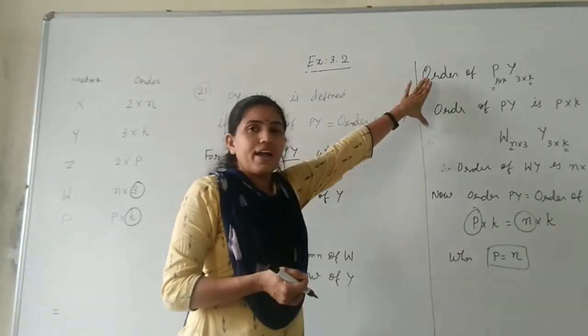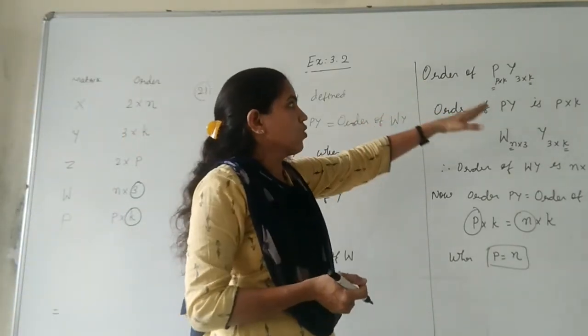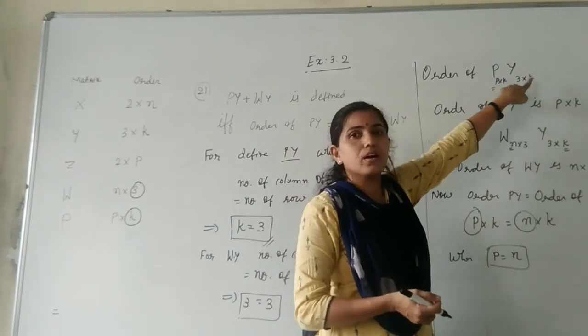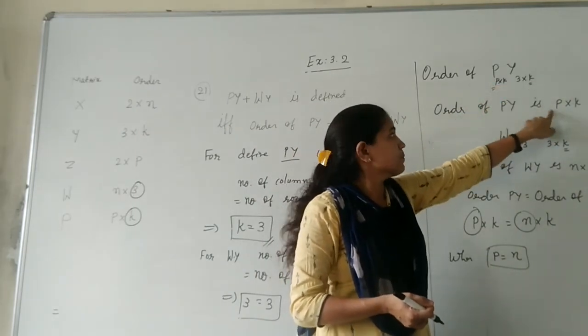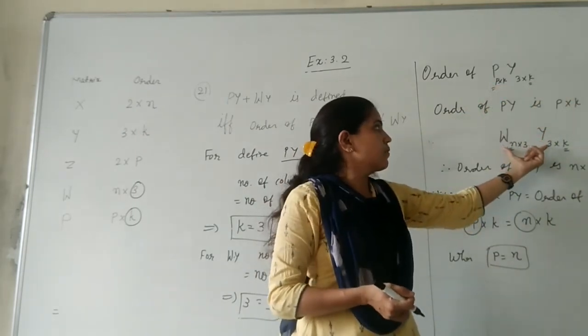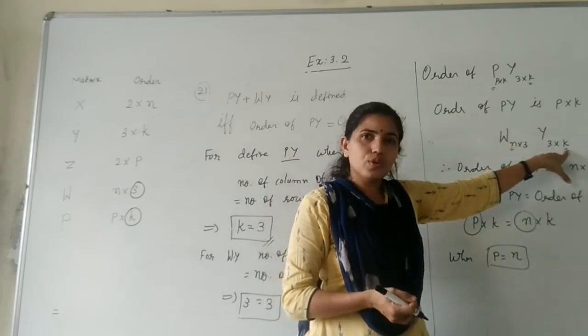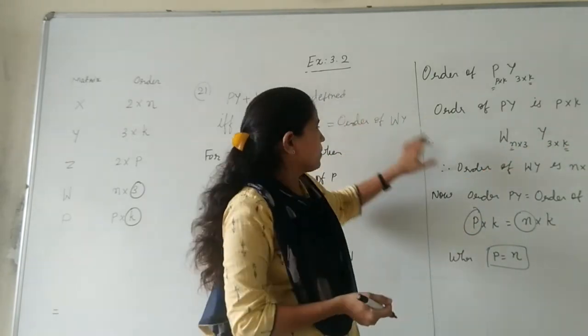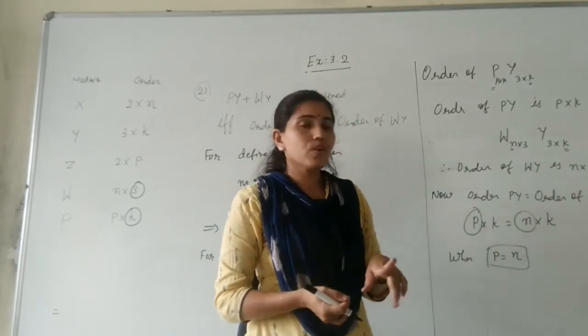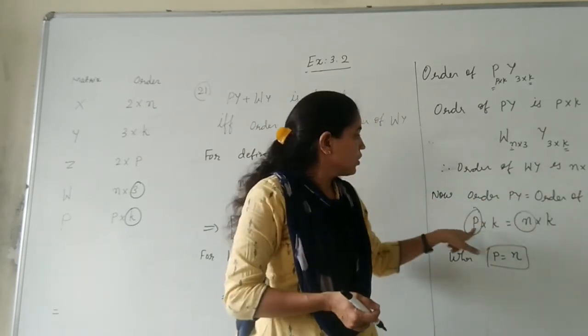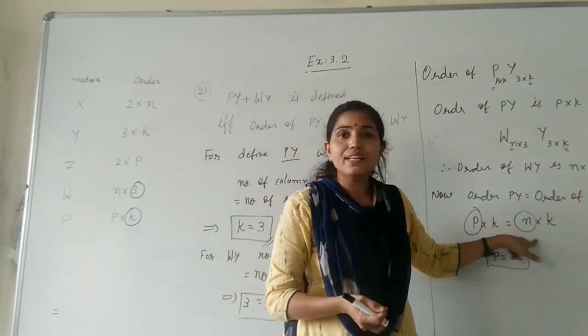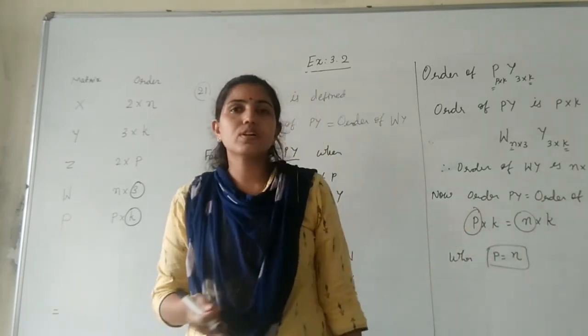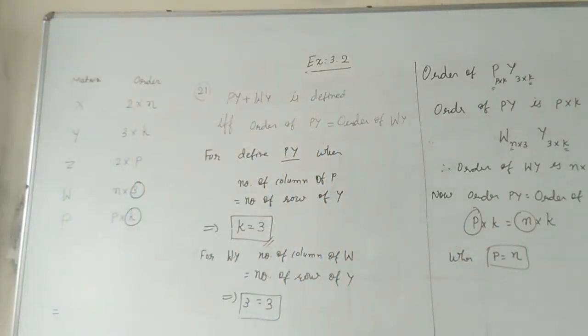Now find the order. What will be the order of PY? It is the number of rows of P and the number of columns of Y. So it is p cross k. Similarly, for WY what will it be? n into k. Now we know that PY plus WY is defined when the orders of both are the same. So p into k is the same as n into k. That means p is equal to n. So this is the answer of the first MCQ, that is 21 and 22.